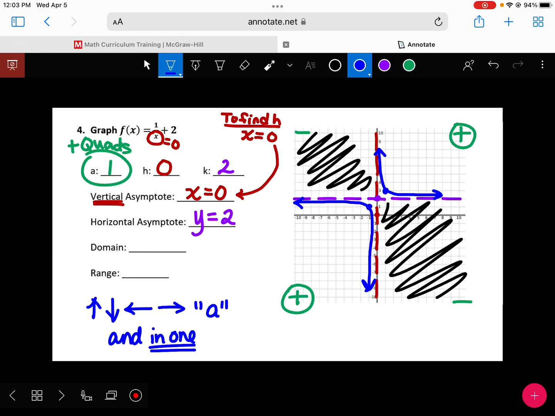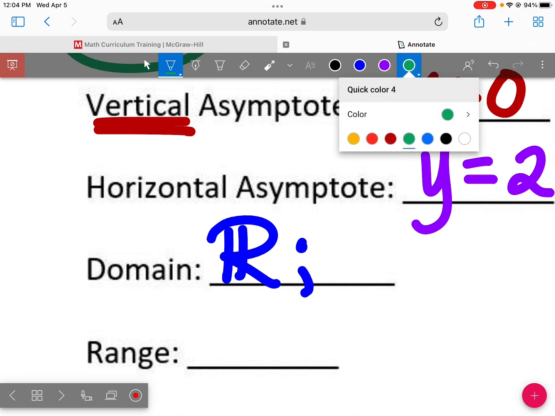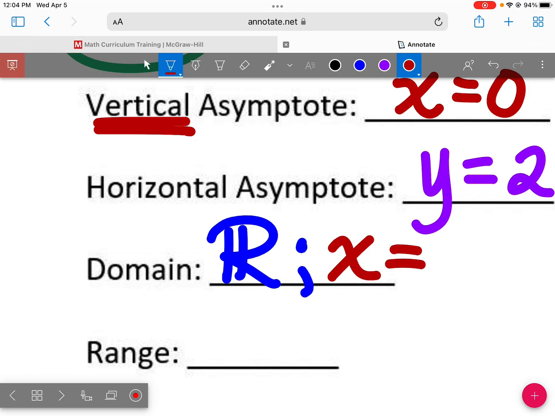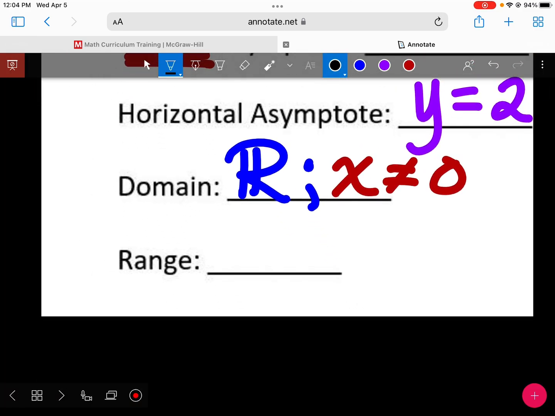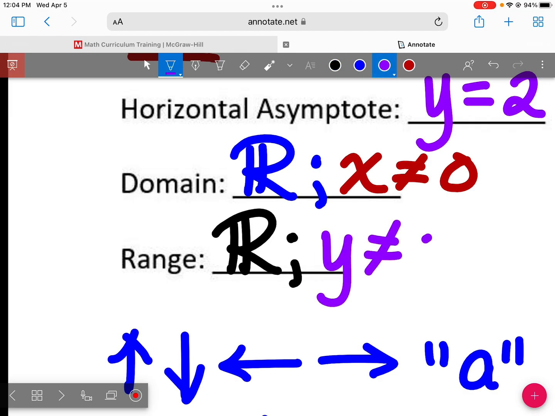What's my domain? All real numbers and x cannot equal 0. What about my range? All real numbers and y cannot equal 2.